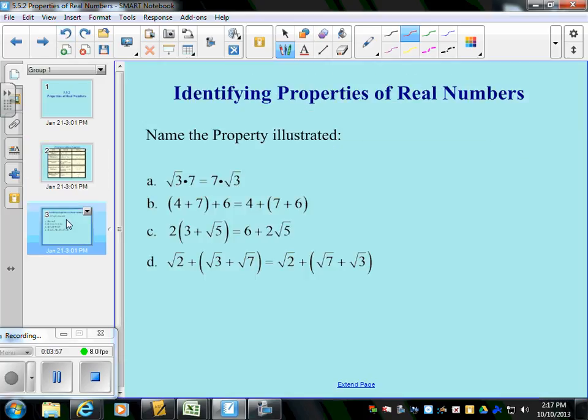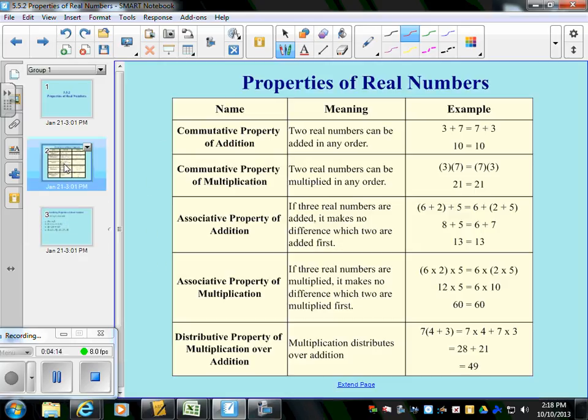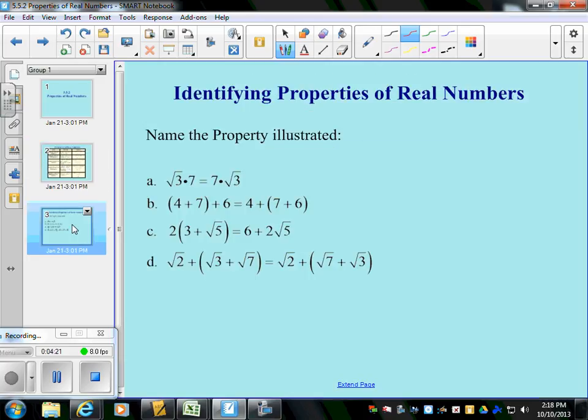All right, in this example, we're going to have to identify the properties that are being used. In part A, we have the square root of 3 times 7, which equals 7 times the square root of 3. Looking back at our table, which property is this? In this case, what we're doing is multiplying two numbers, but we're multiplying them in different orders. So, of course, this is the commutative property of multiplication.